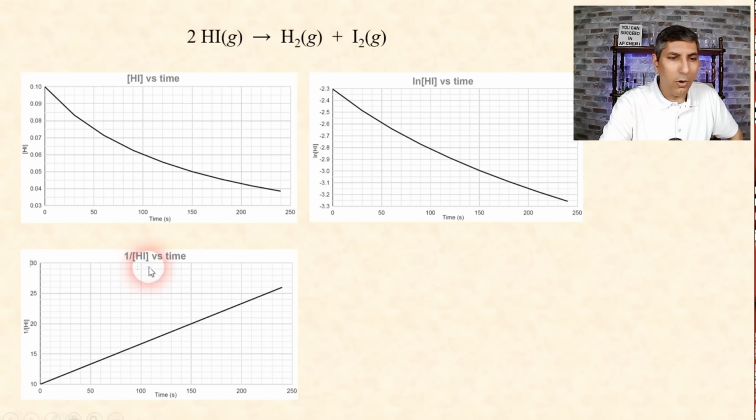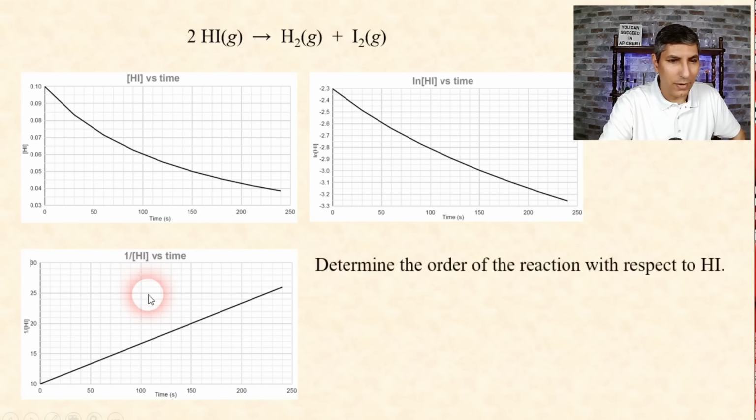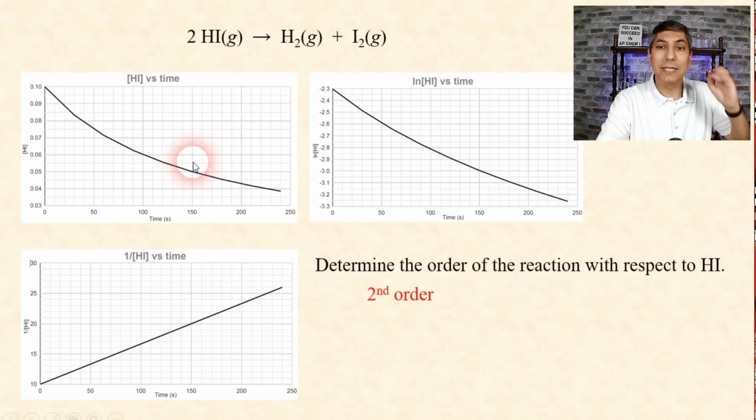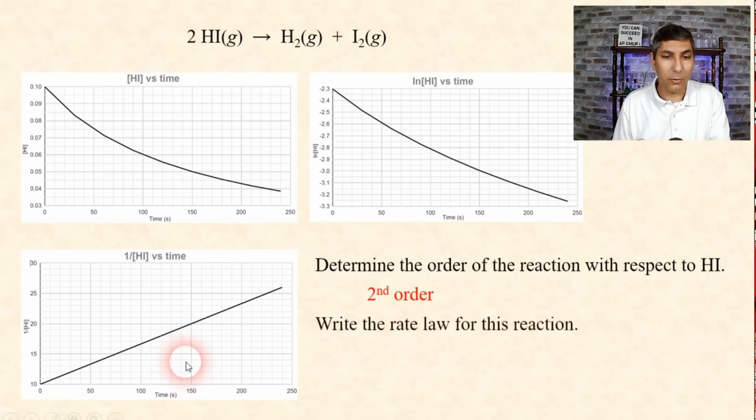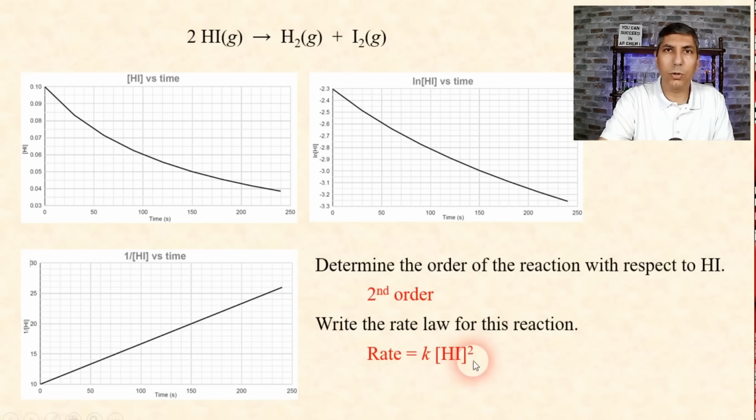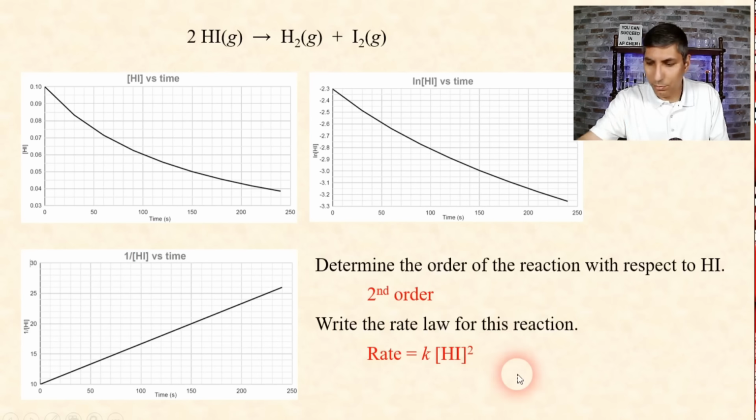Well, if it's the 1 over concentration versus time, that is going to be second order. Now, if this graph up here, if concentration versus time had been a straight line, it would have been 0 order. And if natural log of concentration versus time had been the straight line, it would have been first order. But it was 1 over concentration versus time. That's second order. Now, the rate law, just like it's been done before, rate equals K times the concentration of HI squared. That squared, of course, comes from the fact that this is a second order process.